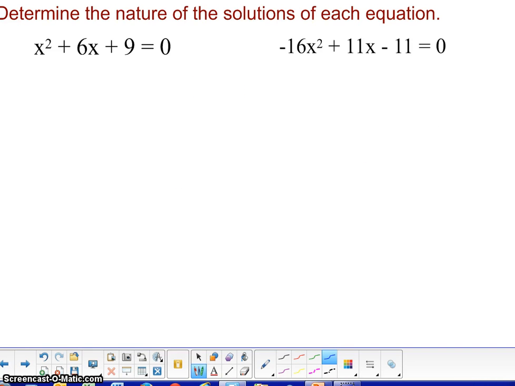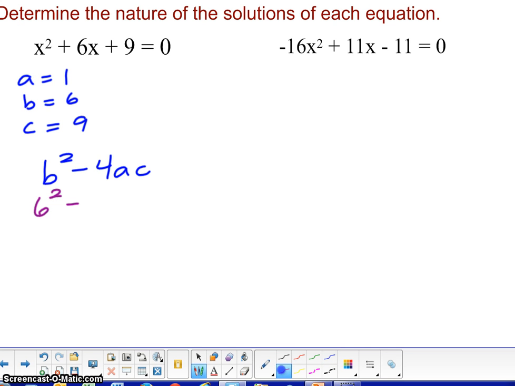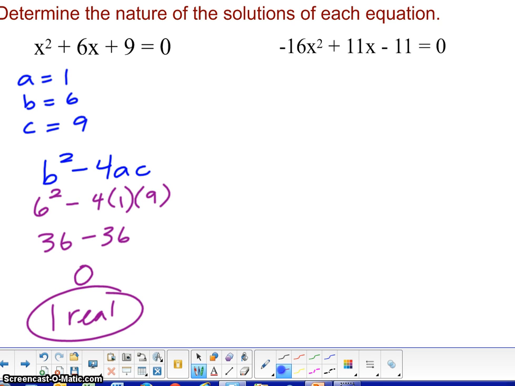Okay, so let's look at a couple examples here. For the first one, we would first need to know what A is, and B is, and C is before we can use the discriminant. And the discriminant is only the b squared minus 4ac. So let's plug in some numbers. 6 squared minus 4ac is 36 minus 36, for an answer of 0. That means there is one real solution, meaning it's going through the x-axis one time.